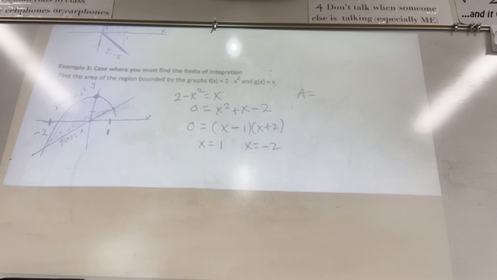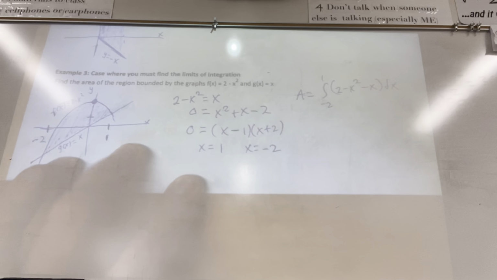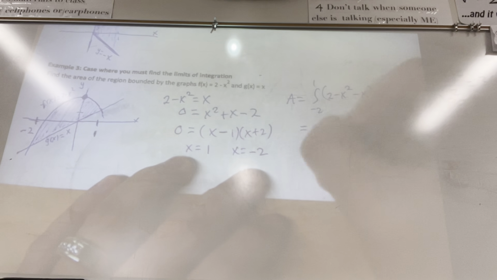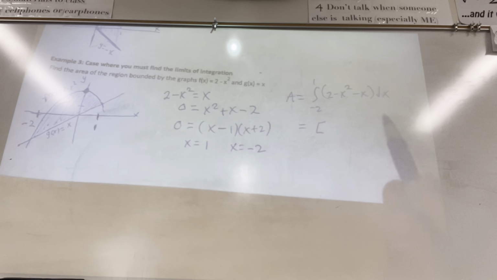Okay, Jessica Peralta, what's your setup here? Integral from negative 2 to 1, 2 minus x squared minus x dx. Raise your hand if that's what you have. Okay, and then after that we would set it up. So let's find the integral, the antiderivative. Find the antiderivative real quick.